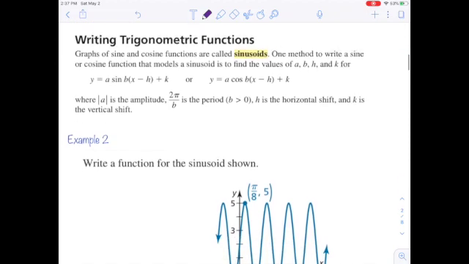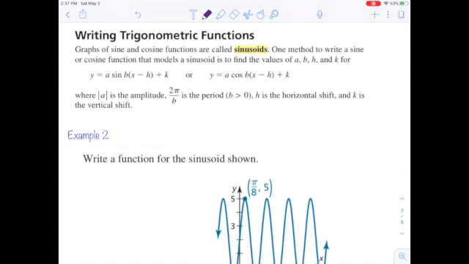All right, so let's get into writing more trig functions. Graphs of sine and cosine functions are also called sinusoids. One method to write a sine or cosine function that models a sinusoid is to find the values of a, b, h, and k. Here are your general forms.